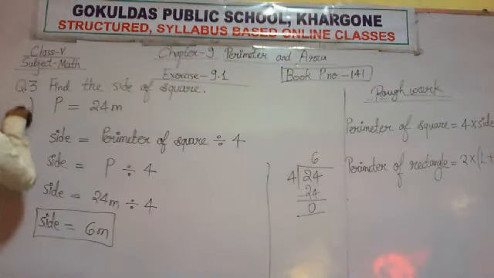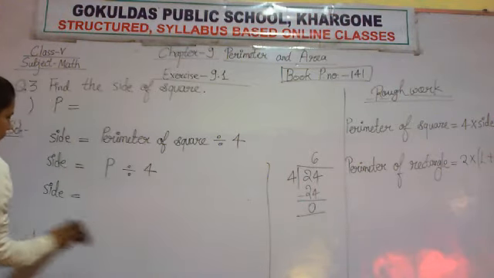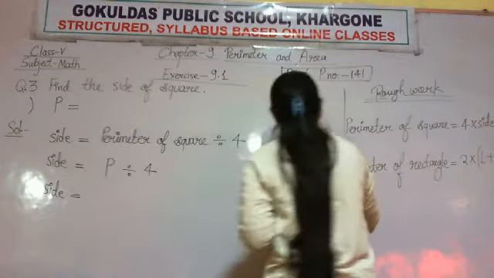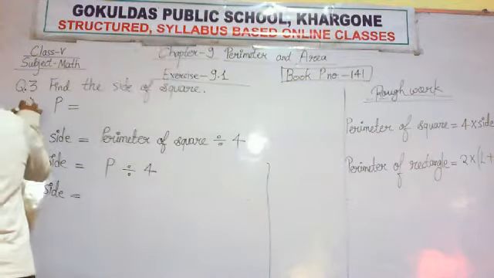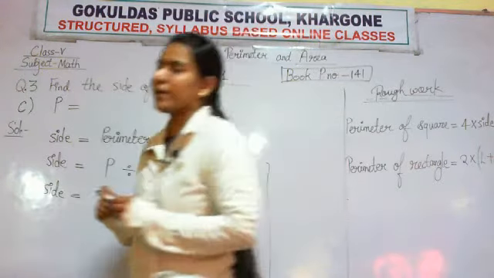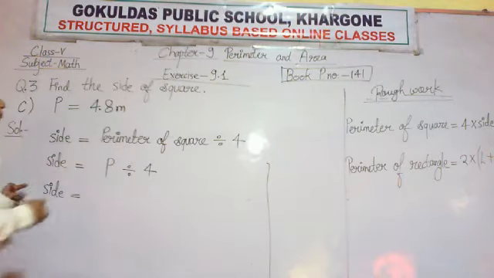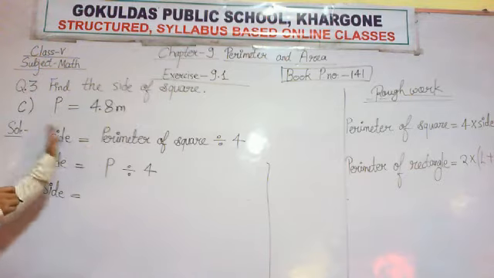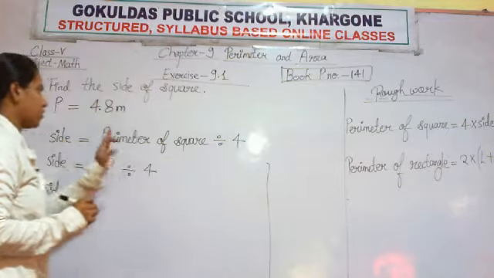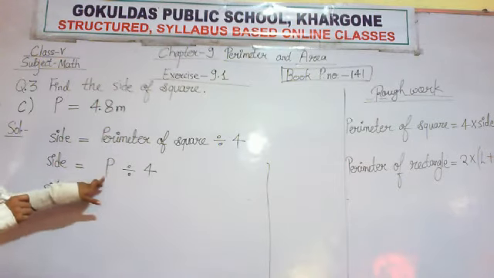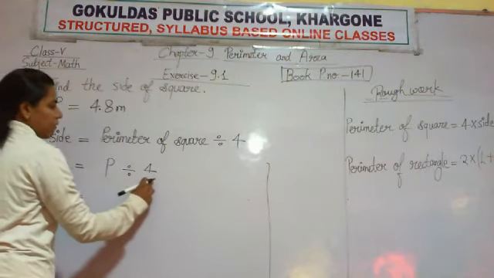Let us do one more. Part C, in which perimeter given is 4.8 meter. It is a decimal number, 4.8 meter. You want to find the side. What is the formula we have? Side equals to perimeter of a square divided by 4. So perimeter of a square we can denote it by capital letter P. So P divided by 4.